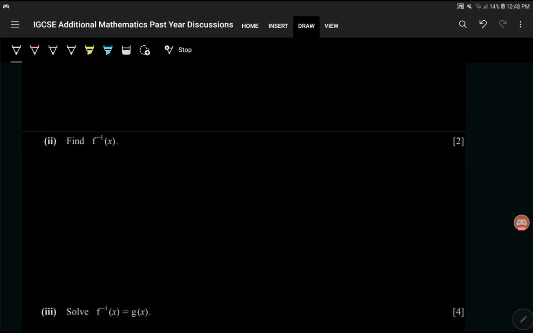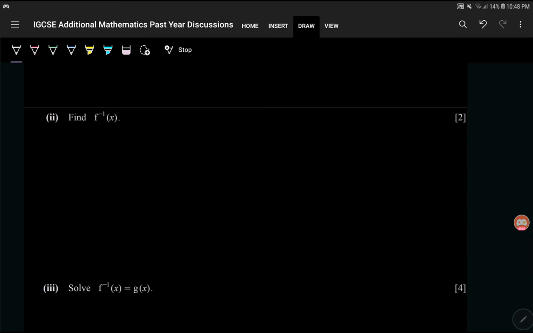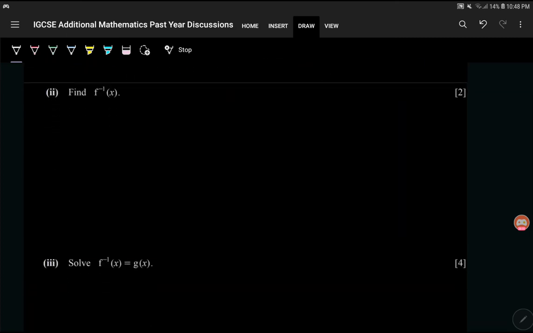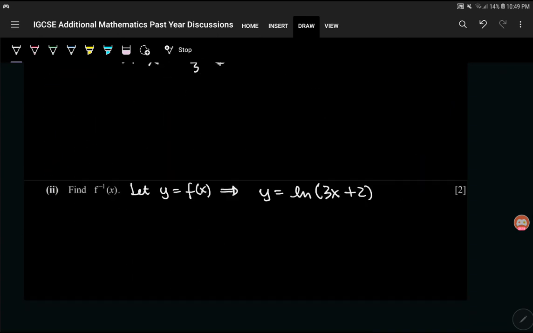Second part, find the inverse of f(x). We have f(x) is ln(3x+2). Because this is related to inverse functions, the strategy to solve this question is the same as what I have shown you before. I will skip some of the parts but maintain some of them. So let y equal f(x). Here we have y equals ln(3x+2).